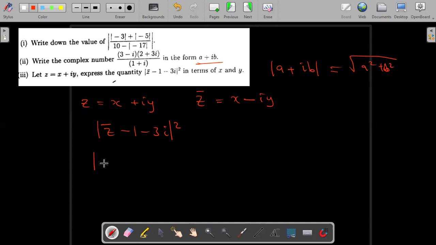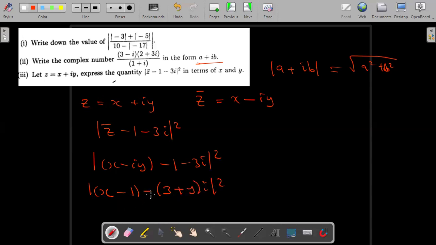So this is going to be the modulus of, and this here becomes x minus iy, like this. Then you have minus 1 minus 3i, then you have the squared there. Okay, then I can just group these terms. How do I group them? I group the real parts together, and then I group the imaginary parts together. So this is going to give me x minus 1. Then I close this. Then, of course, here I'm going to have negative 3 plus y, then i, then squared.